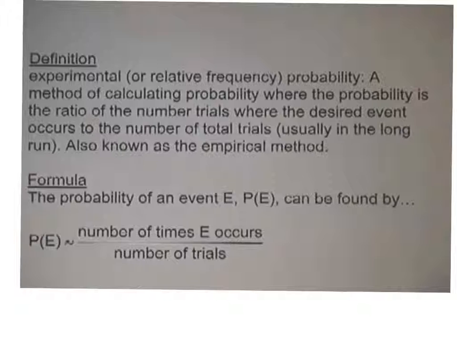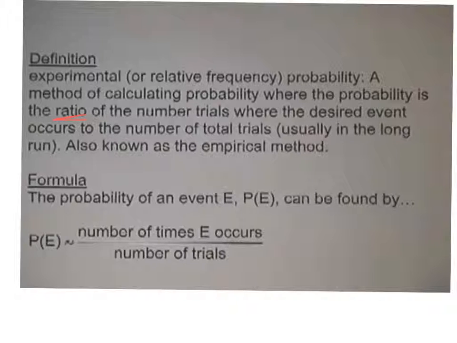So, a definition, not the best quality there, but a definition basically for relative frequency probability. It's a method of calculating probability where the probability is a ratio of the number of trials where the desired effect occurs to the total number of trials.